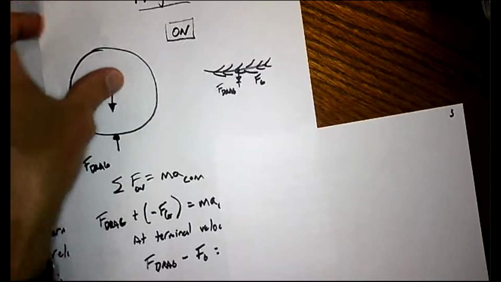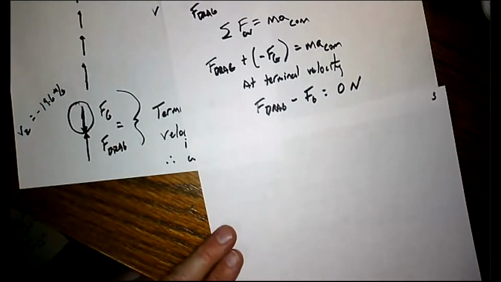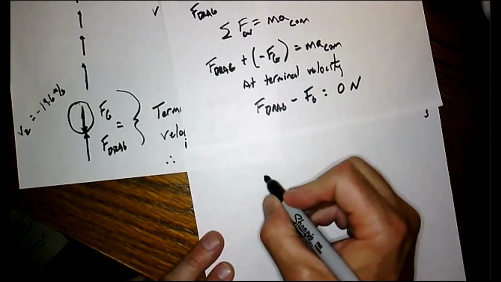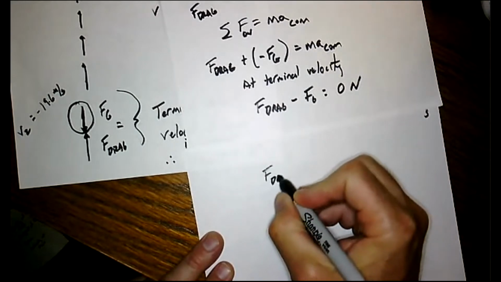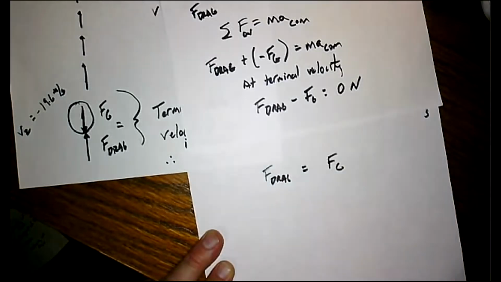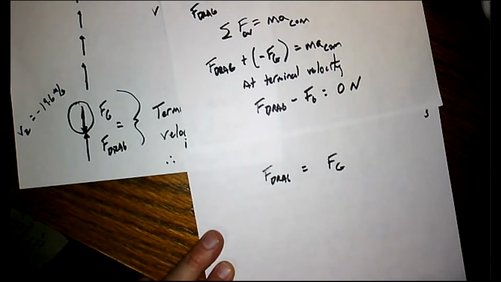Okay, so now we've got this equation, F drag minus Fg equals 0 newtons. Sorry, that looks odd. Let's draw this out a little bit more. F drag equals the weight of the object. It equals the force of gravity pulling on the object.